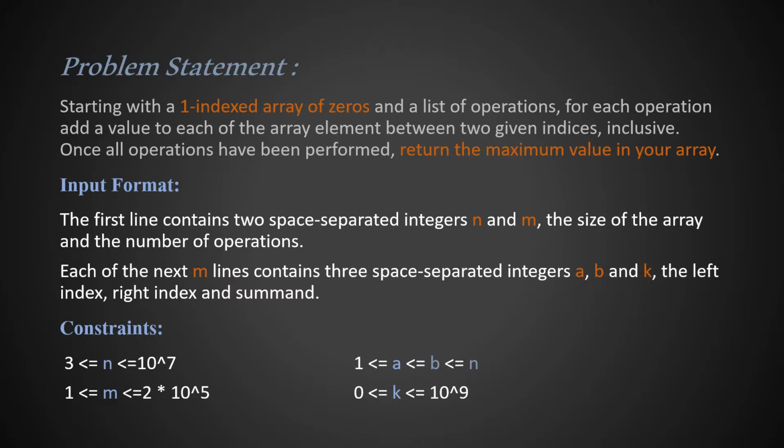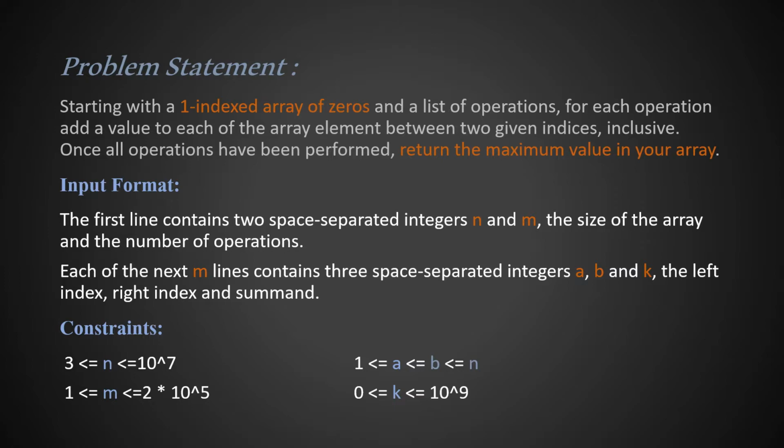The problem states that initially we have an array of length n whose all values are 0. Now we have to perform m operations on the array. In each operation we have a starting index, an ending index and a value. We have to add the value to each element between the starting and the ending index. After performing all the operations we have to find the maximum value in that array.